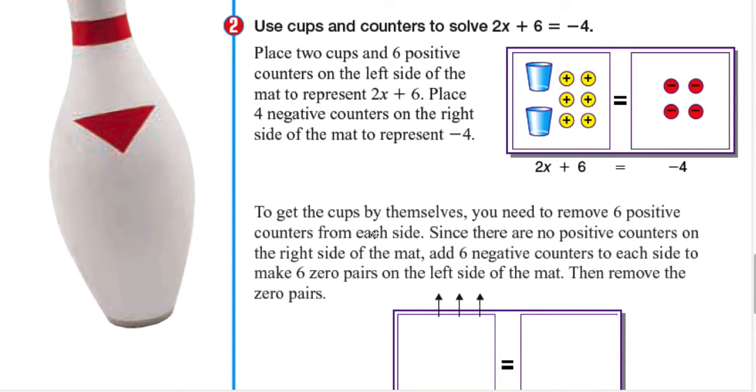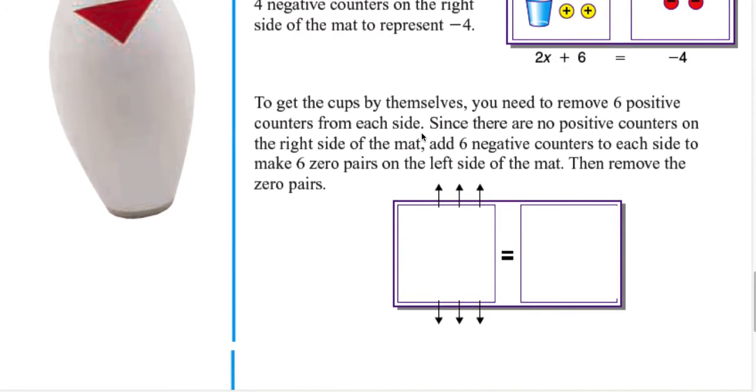Again, to get the cups by themselves, you want to isolate the cup. You need to remove 6 positive counters from each side. The problem is there are no positive counters to remove from the right side. So, since there are no positive counters on the right side of the mat, we need to add 6 negative counters to each side to make 6 zero pairs. So we add 6 negative counters and then we take out the zero pairs, which isolates our cups.